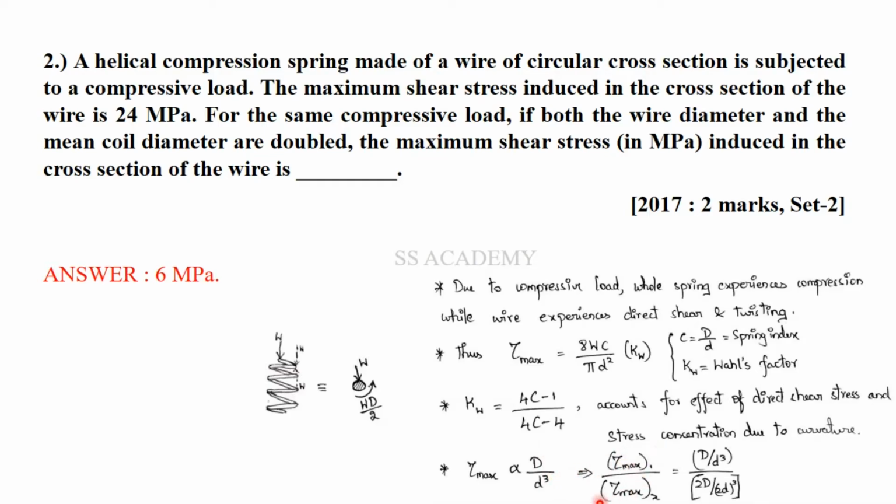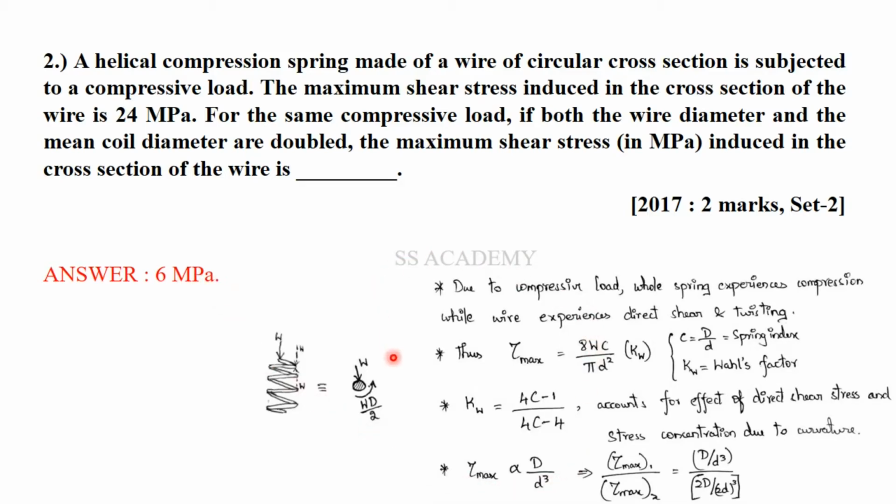So tau max 1 by tau max 2 is equal to D by d cube, while the diameter is increased, so 2D by 2d whole cube. As a whole, you'll be getting 2 by 8, so 1 by 4, it will be increasing by 4 times. Tau max 1 is equal to 4 times of tau max 2. So 4 into 6, you will be getting 24. So 6 megapascal is the right answer.